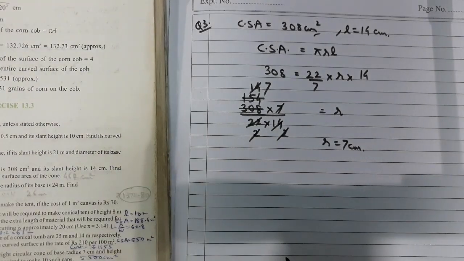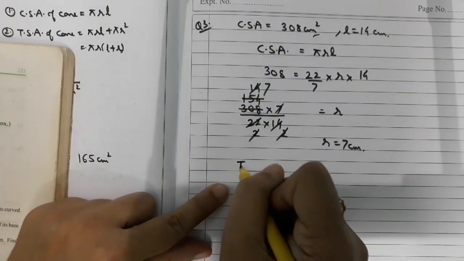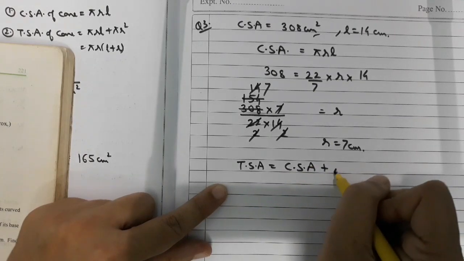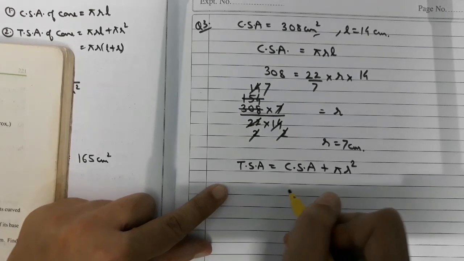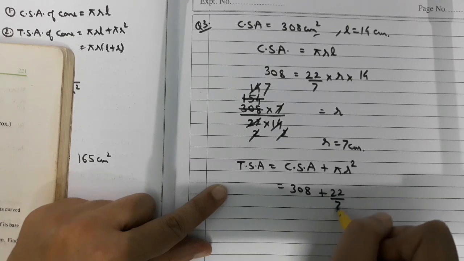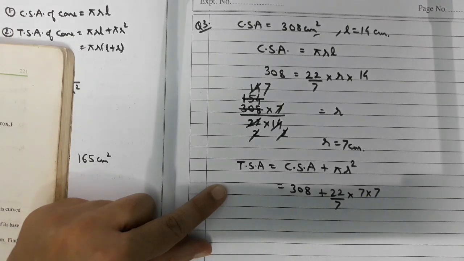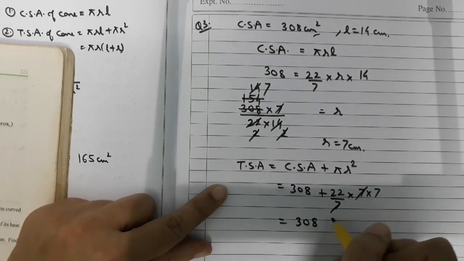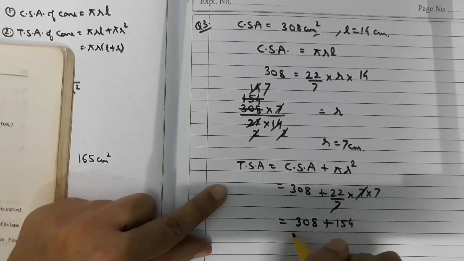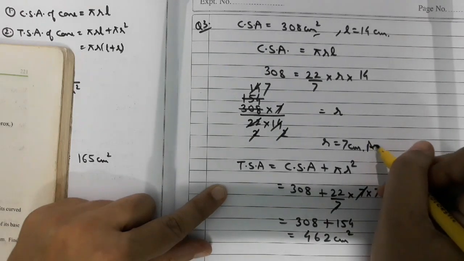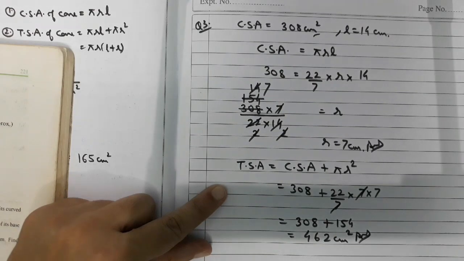And in the second part of the question we have to find out the total surface area of the cone. So we know that total surface area of the cone is curved surface area plus pi r square. Curved surface area is given to us as 308 plus pi into r square, r we have already found out. We simplify this, so this comes out to be 308 plus 154, which comes out to be 462 centimeters square. So this is one of the answers and this is the other answer.